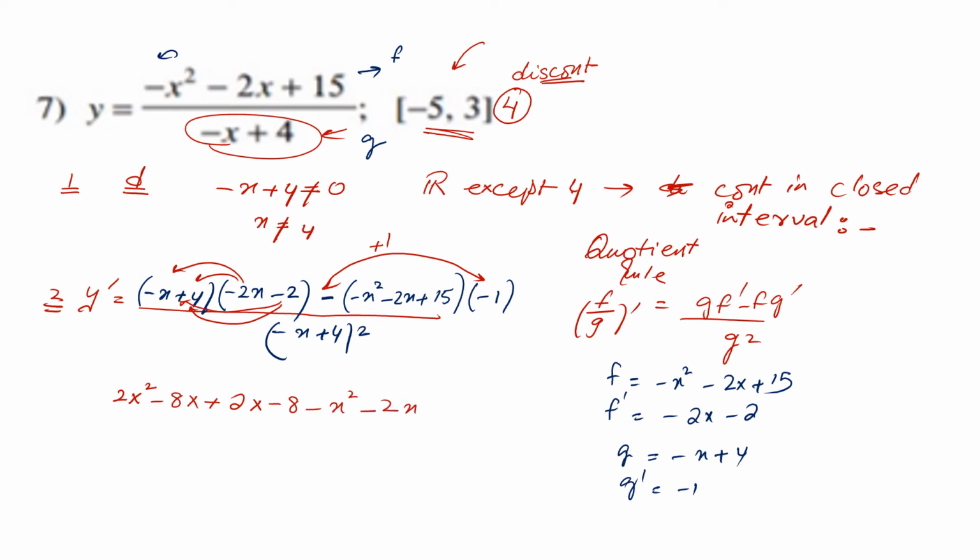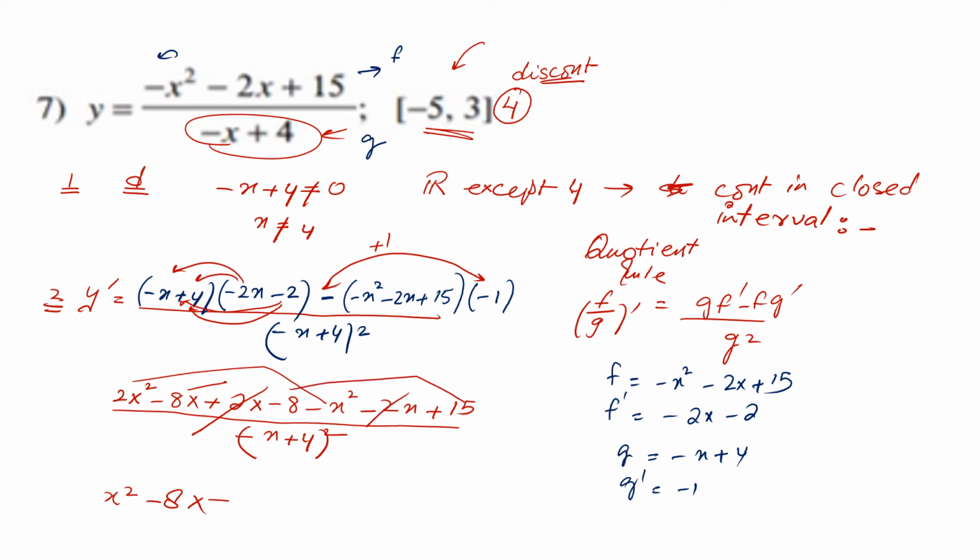So just write down the values which are inside the bracket, and the denominator just copy down, don't open it. Now 2x square minus x square gives you x square. Then minus 8x, and here 2x and negative 2x cancel, so you will have negative 8x. Then negative 8 plus 15 gives you positive 7, divided by negative x plus 4 whole square.